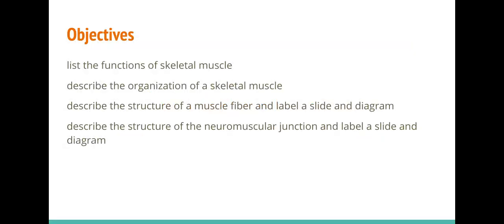So the objectives should be to list the functions of your skeletal muscle, describe how it's organized, describe the structure of a muscle fiber and label it on a slide or a diagram. Describe the structure of the neuromuscular junction and label a slide or diagram.